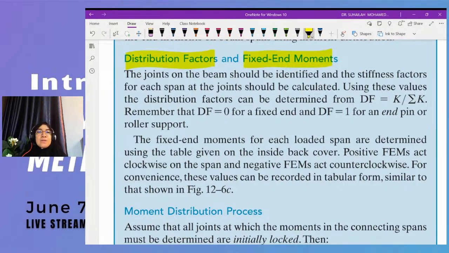The joints on the beam should be identified and the stiffness factor for each span at the joint should be calculated. Using these values, the distribution factor can be determined using the formula K divided by total K. Remember, the distribution factor is 0 for end fixed, and other than that it is 1. Pin and roller distribution factor is 1.